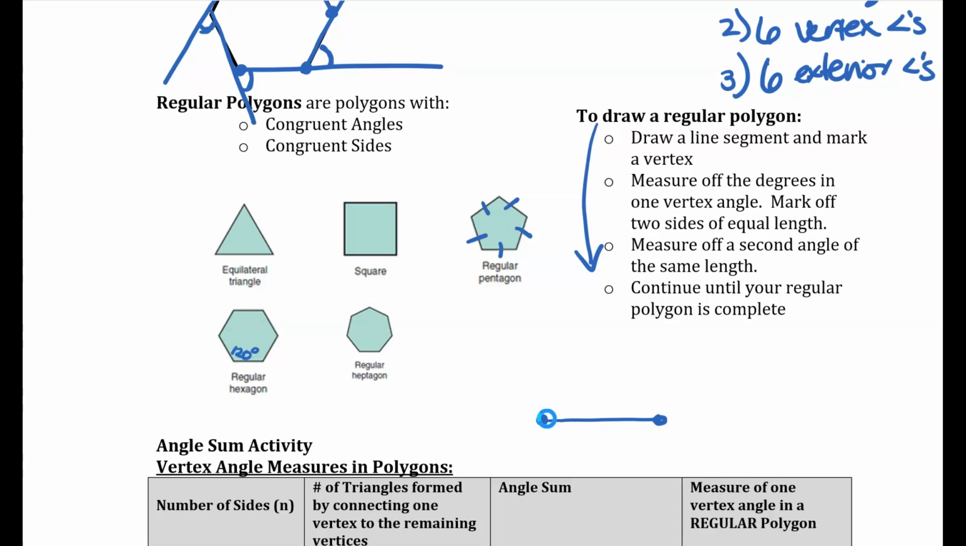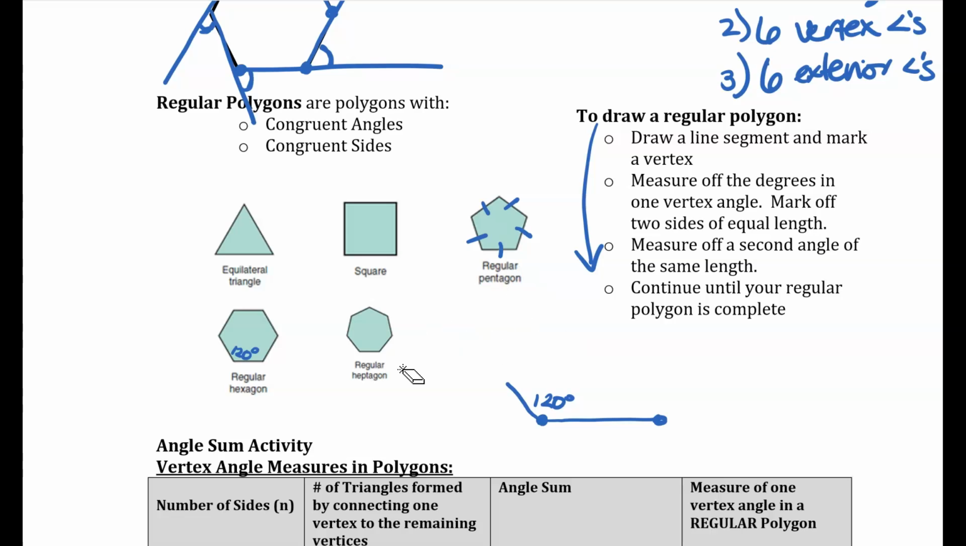So what you do is you take your protractor. A protractor is one of those tools that looks like this, and it's got a bunch of measurements on the side. It goes from 0 to 180 degrees, and you measure off 120. So you measure off what 120 degrees would look like.